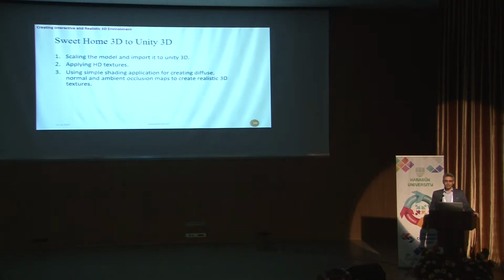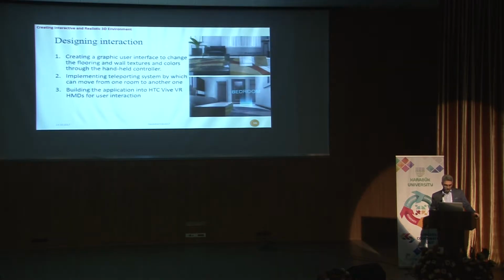So let's say we create our model in Hall 3D and we have to scale the model and then import it to Unity 3D, and we have to apply HD textures so we make it look realistic. Or if you want to, you can make a simple shading application so you can have different levels of bump, diffuse map or normal map or something else. This is a little bit detailed.